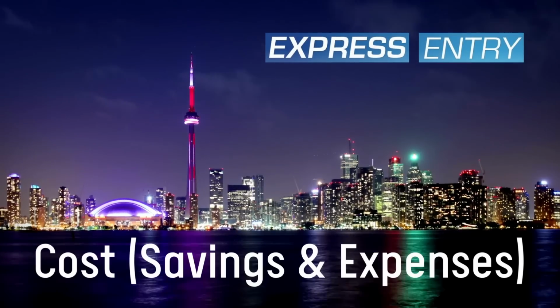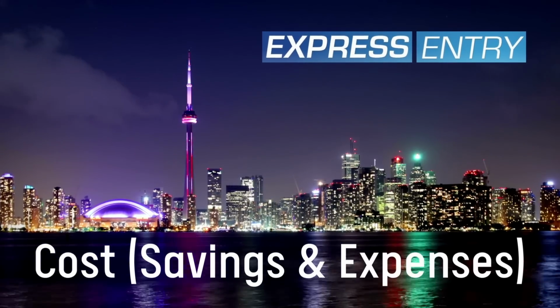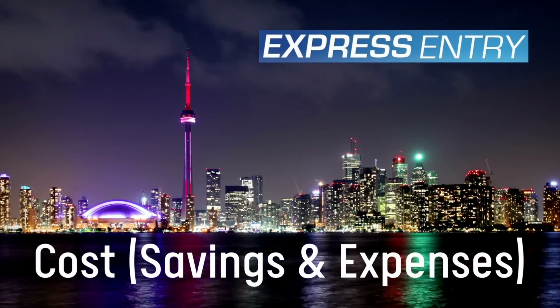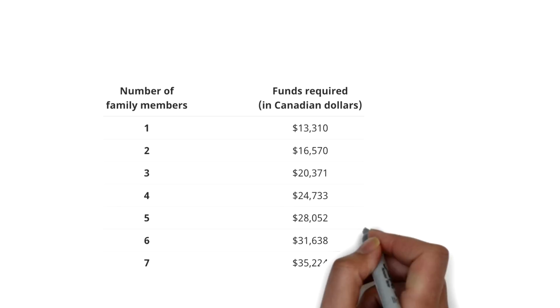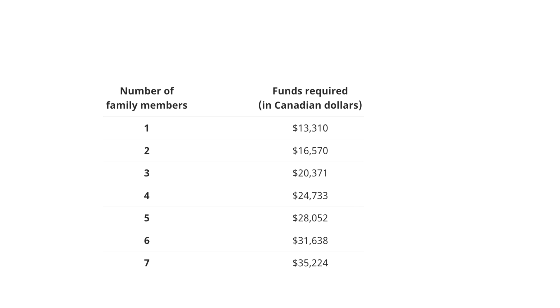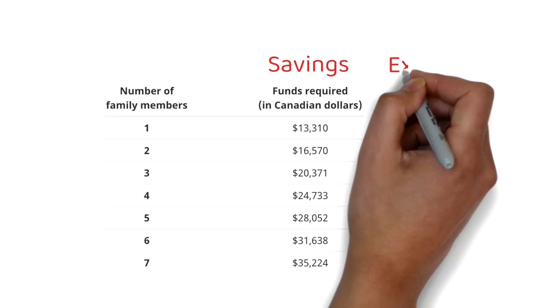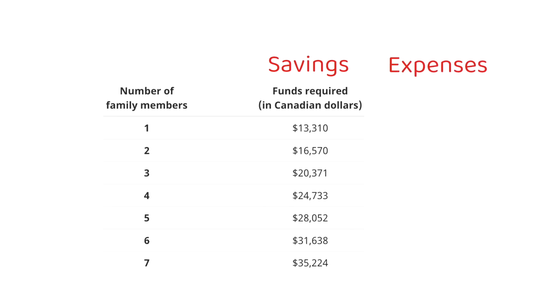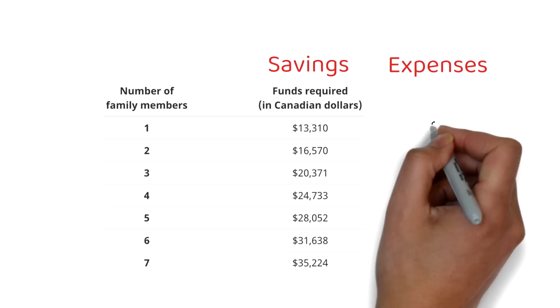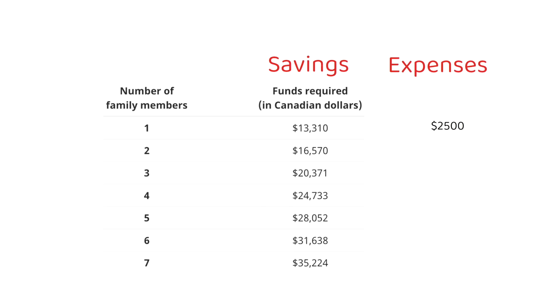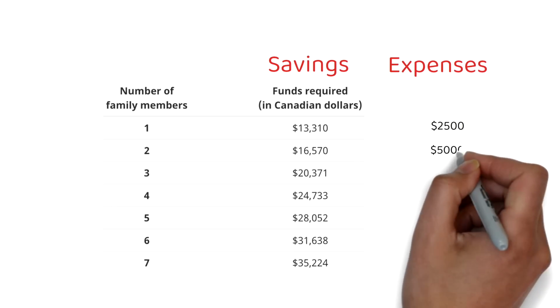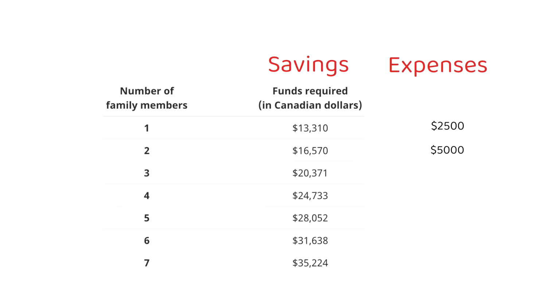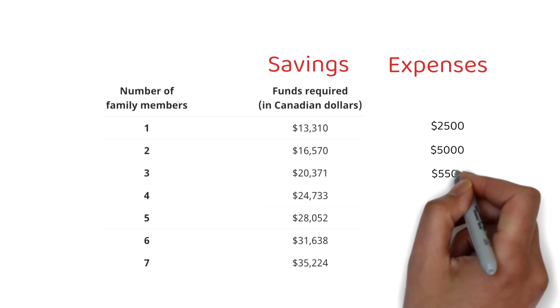Okay, now talking about the cost, we'll talk about the savings and the expenses. I already discussed the savings and expenses in terms of the proof of funds. This is what we discussed earlier, the expenses at different steps. So overall it would cost one person around $2,500. That's Canadian dollars, and if you're a couple, then it would cost you around 5,000. If you have a kid as well, then as a family it would cost you something around 5,500.